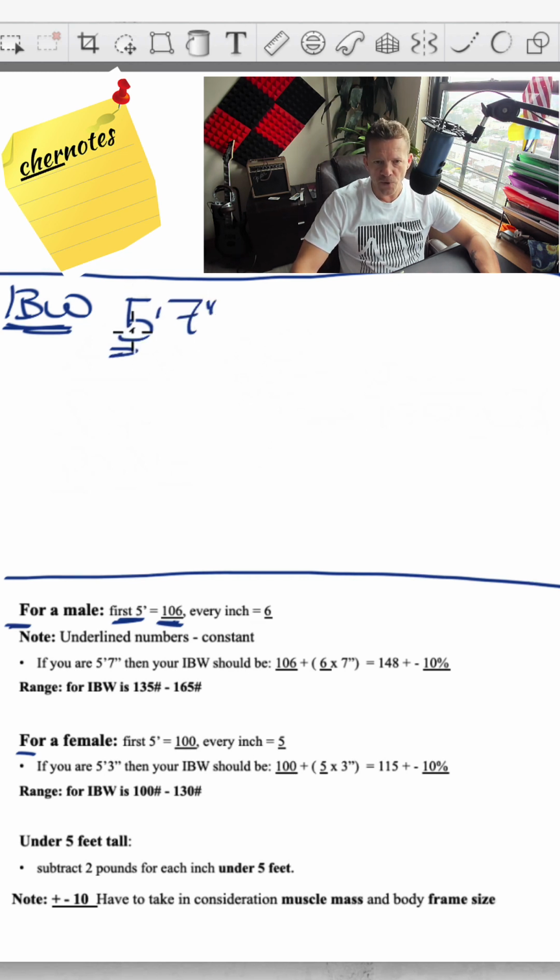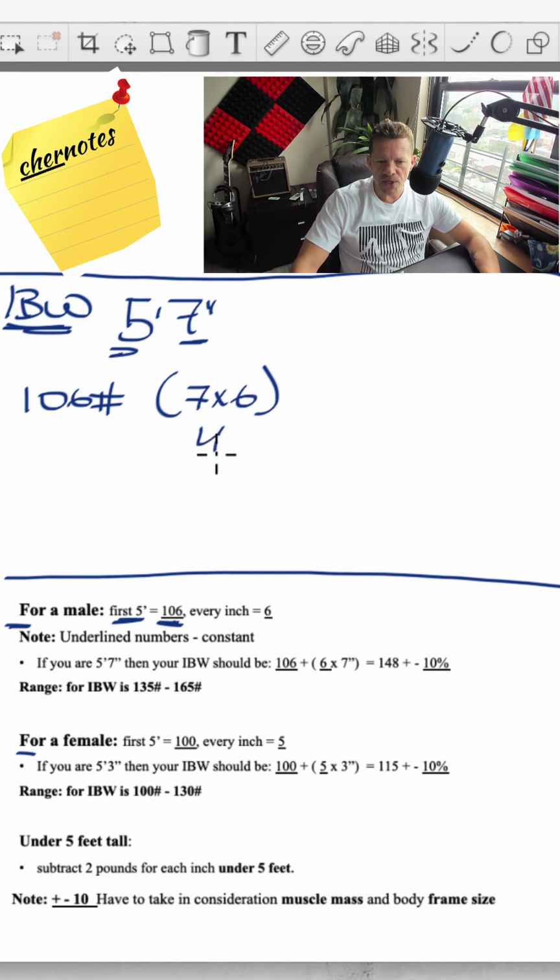So for the first 5 feet, it's 106 pounds, right? I'm going to use the pound sign for the pounds. And then for the 7 inches, for every inch, it's the number 6. So if I'm 7 inches, then I have to multiply 7 by 6. That will be 42, right? So multiply by 6, 42. And for the first 5 feet, it's 106. So it's 106 plus 42 equals 148.